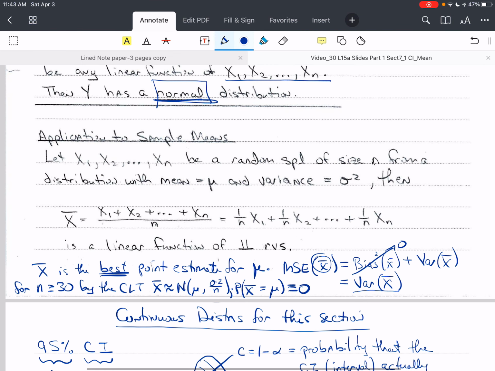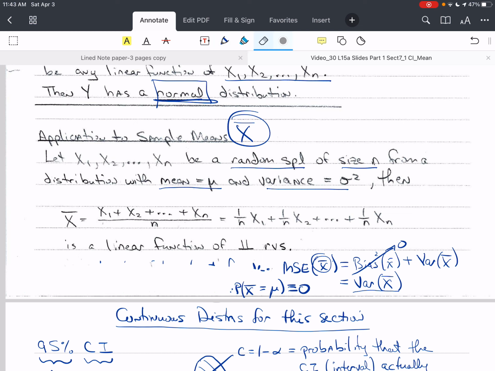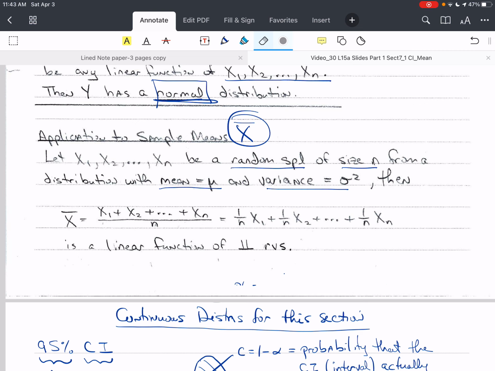Now, let's talk about the sample means, x bar. So if x bar is from a random sample of size n, from some distribution with mean mu and a variance sigma squared, then we know from the definition that x bar is equal to x1 plus x2 up to xn divided by n, the number of random variables. And this can be rewritten. We can pull the 1 over n out front and then distribute it. And we have 1 over n x1 plus 1 over n x2 plus up to 1 over n times x sub n. And this is a linear function of random variables.